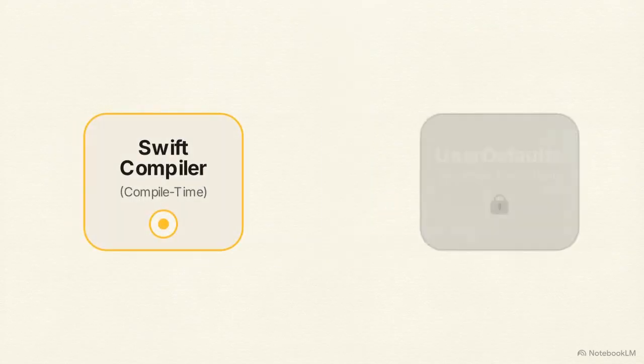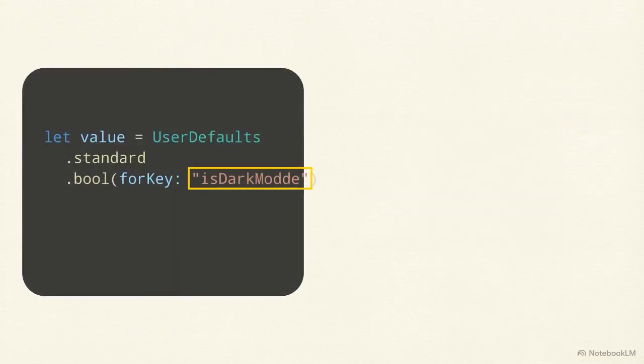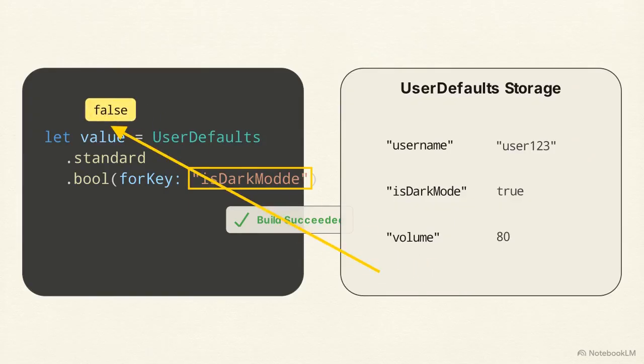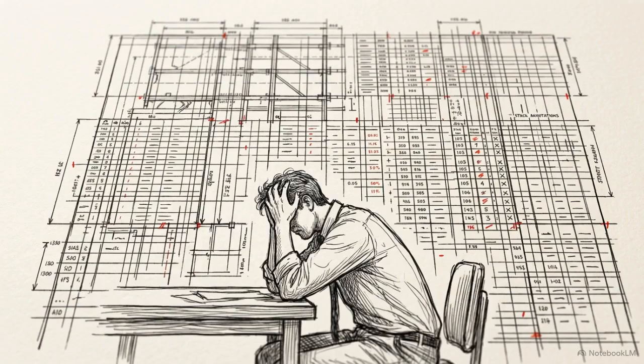The compiler has no ability to verify if a given string key actually matches a corresponding value inside the storage container. Here we have a typo in our string key, isDarkMode. The compiler evaluates only valid syntax, so the code builds, masking the error. At runtime, the app searches for this misspelled key, comes up empty, and fails silently by returning a default false value. These silent runtime failures create bugs that are difficult to track down, especially when strings are spread across dozens of files in a large codebase.